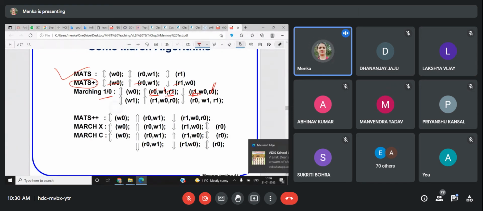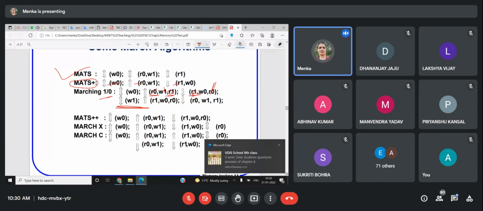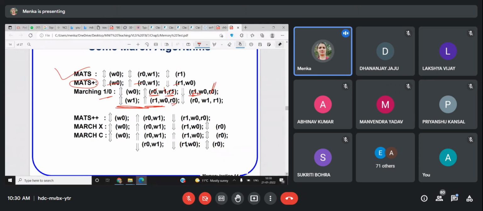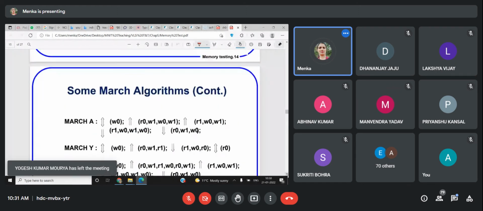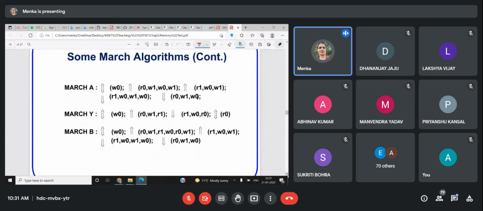Likewise for W1, you will be writing bidirectionally, then reading unidirectionally. First, you will be reading 1, then writing 0 and reading 0. Then downside, you will be reading 0, writing 1, and again reading 1. So March X, March C, March plus, MATS plus plus, March 1 to 0. These are the different March test algorithms. So you can recall the names, and at least 2 to 3 of these you have to remember. These are other algorithms related to the March test.